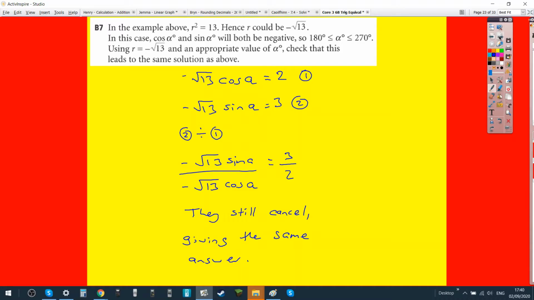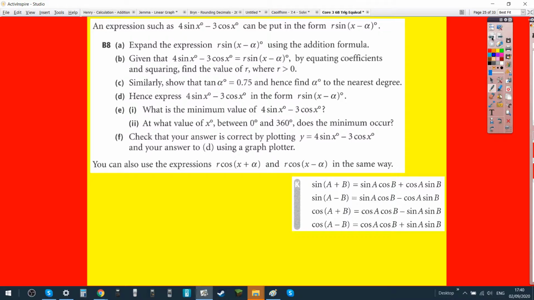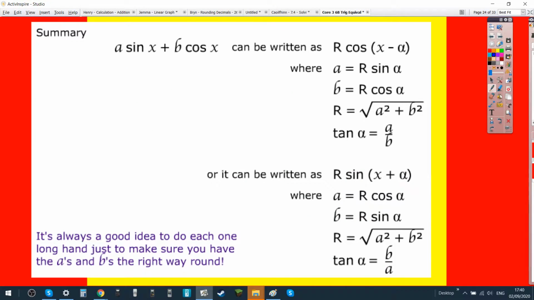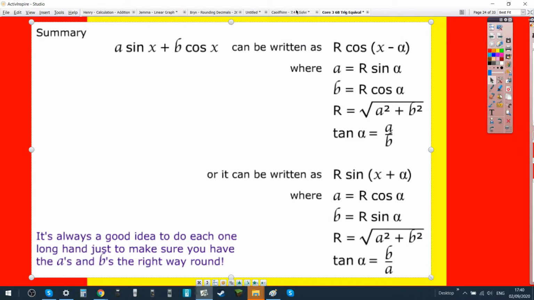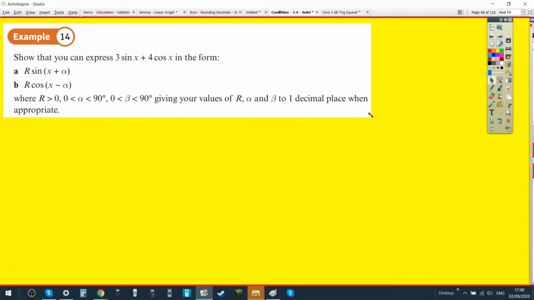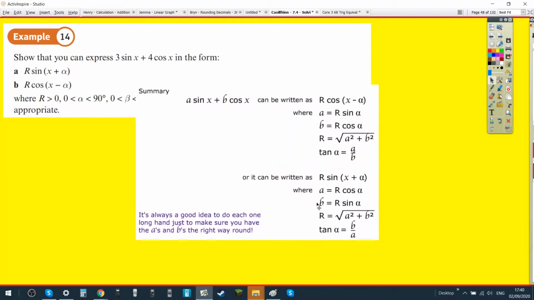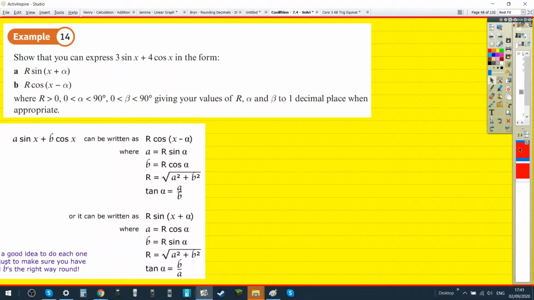Good, got it. So this is our cheat sheet, this thing here. I think we've done enough, so now I'll just copy this. Now let us try this one. Our little cheat sheet is down there. So r sine x plus alpha.